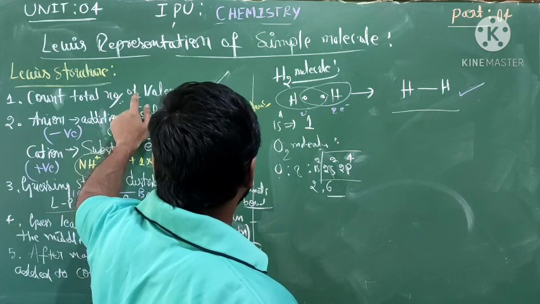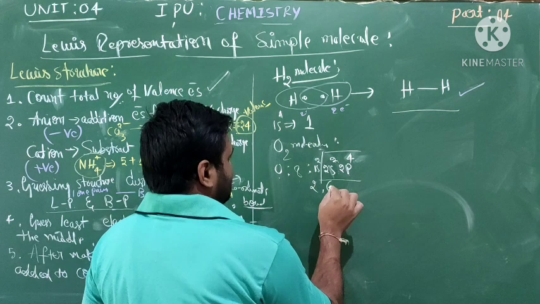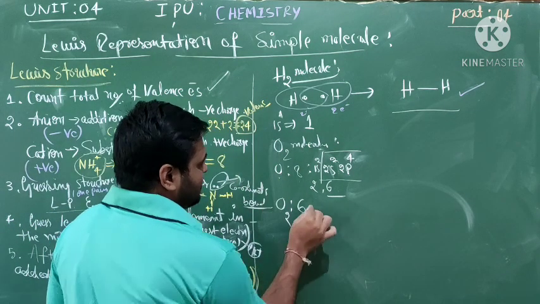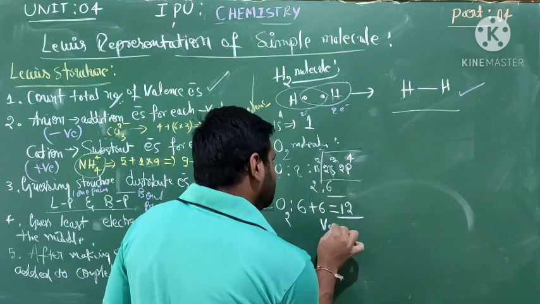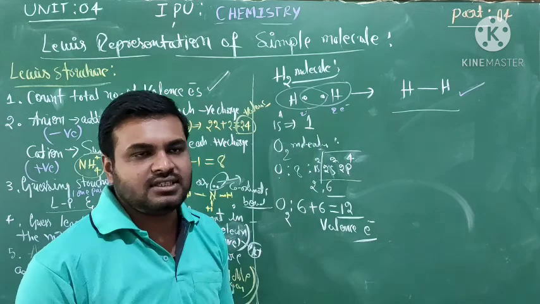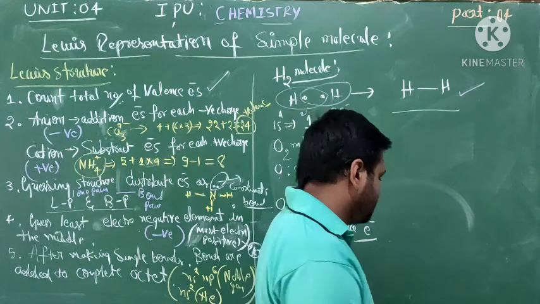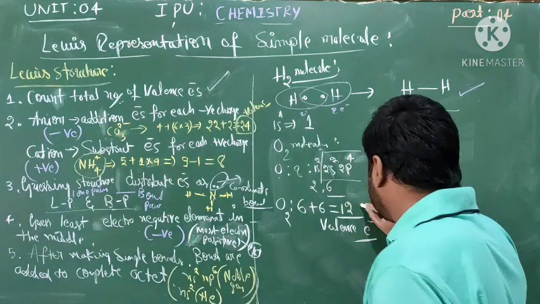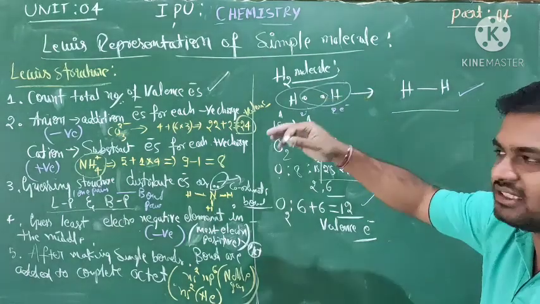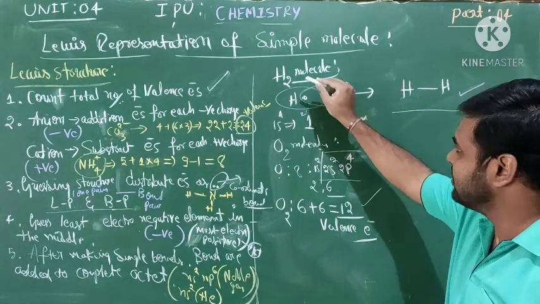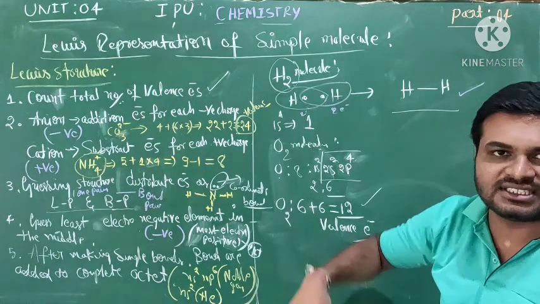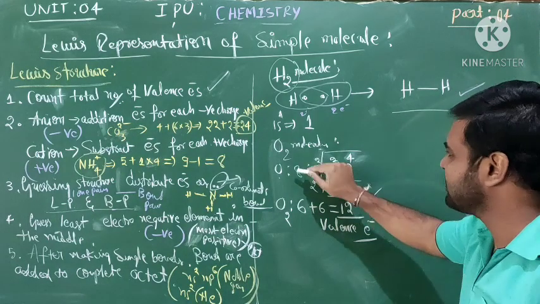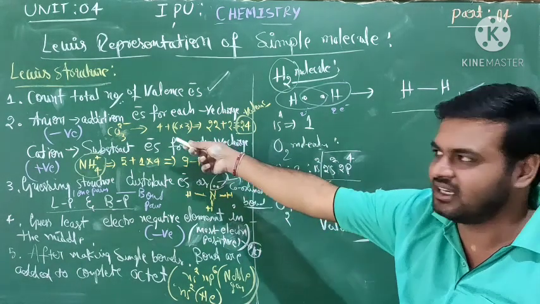First point: count the total number of valence electrons. Each oxygen has 6 valence electrons. How many oxygen atoms are present in this molecule? 2. So 6 plus 6, 12 valence electrons. Clear? So first, you represent the structure with 12 electrons. Same as the hydrogen molecule: the second point is anion and cation. Hydrogen has no charges, plus or minus. It is a neutral molecule, so don't worry about the second point. Here also it is the same, there are no charges.